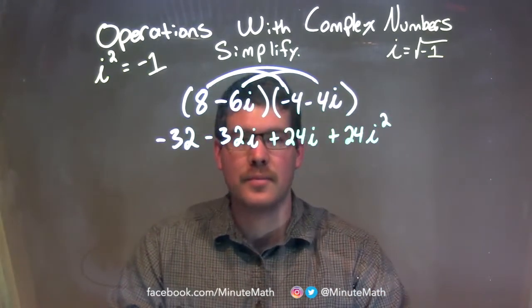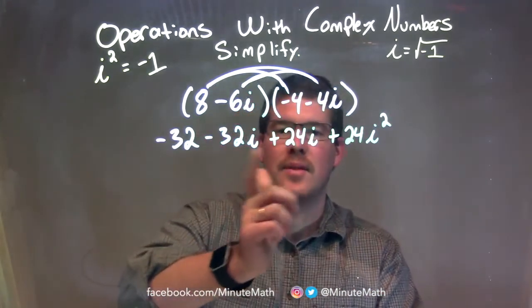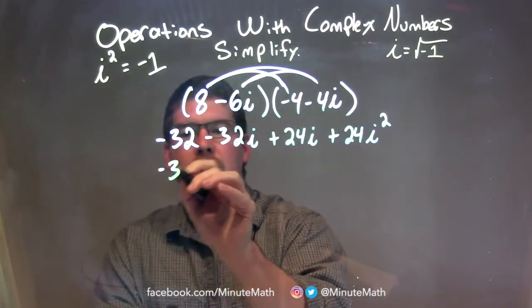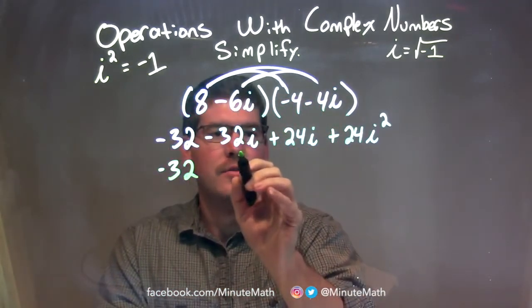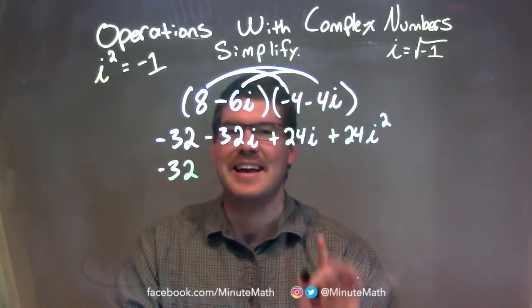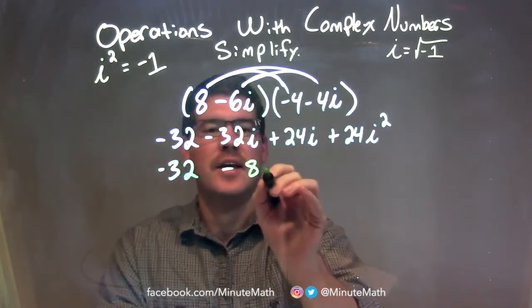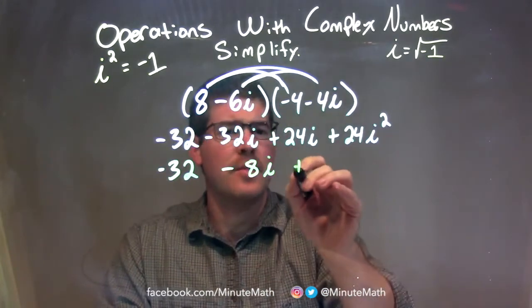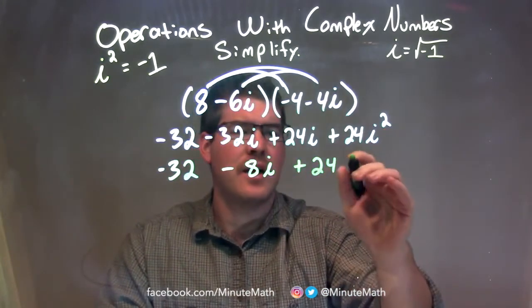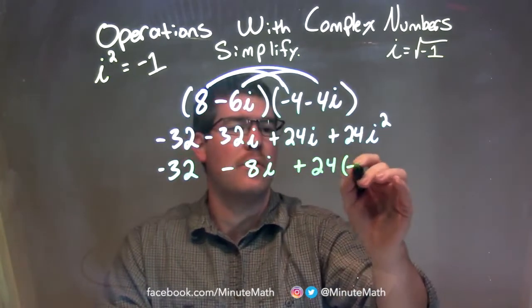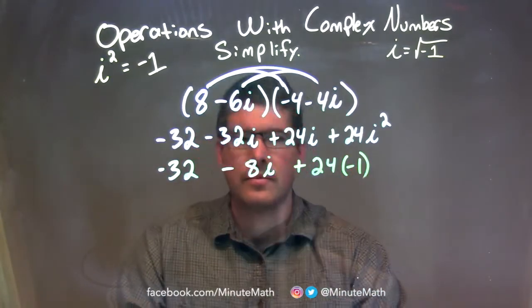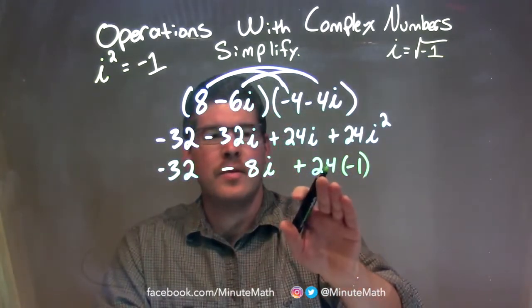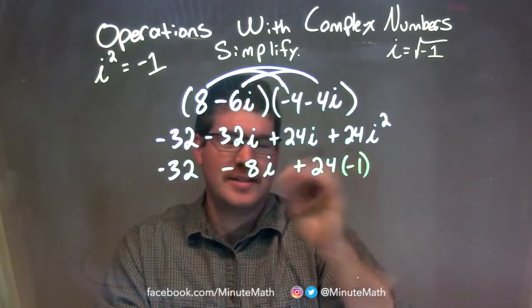So now what we're going to do is combine our i's in the middle. So negative 32 comes down, and then we have negative 32i plus a 24i is a negative 8i. So we have a negative 8i or minus 8i right there. And then we bring down the plus 24. But instead of i squared, we know that's a negative 1. So we can simplify a little more. 24 times a negative 1 is a negative 24.